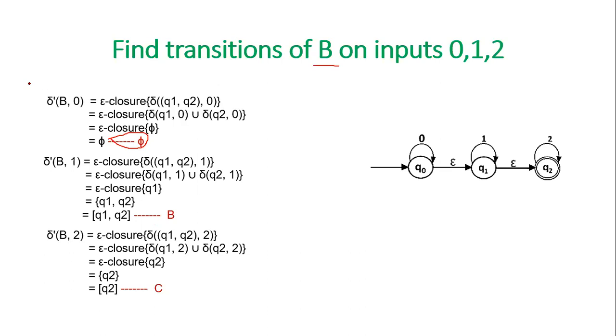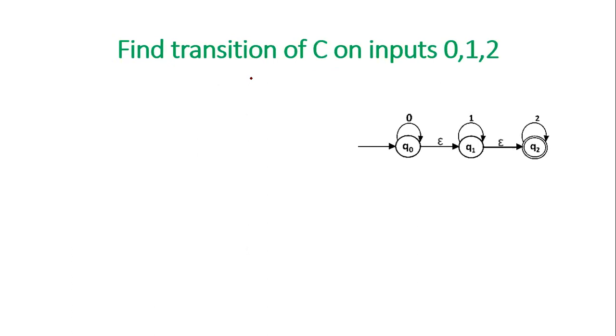Okay, next we are moving to the next state, that is C. Transition of C on the input 0, 1 and 2. Please try and let me know. Ma'am, for C comma 0, it's null. C comma 1, it's null. C comma 2 is Q2. Okay, ma'am.